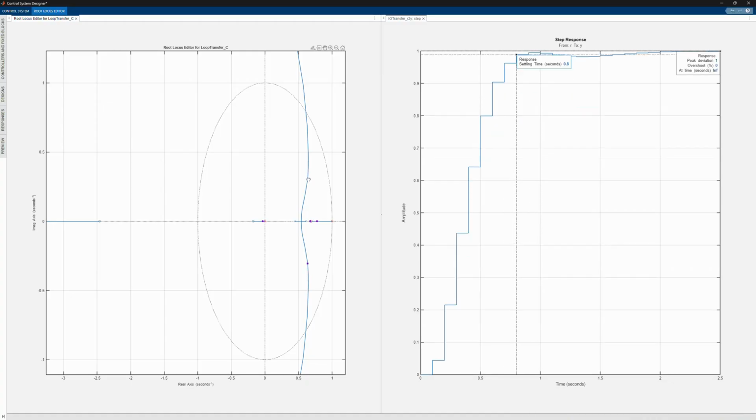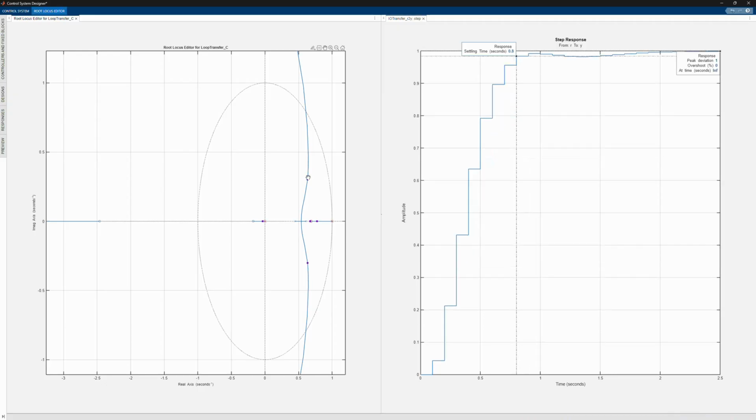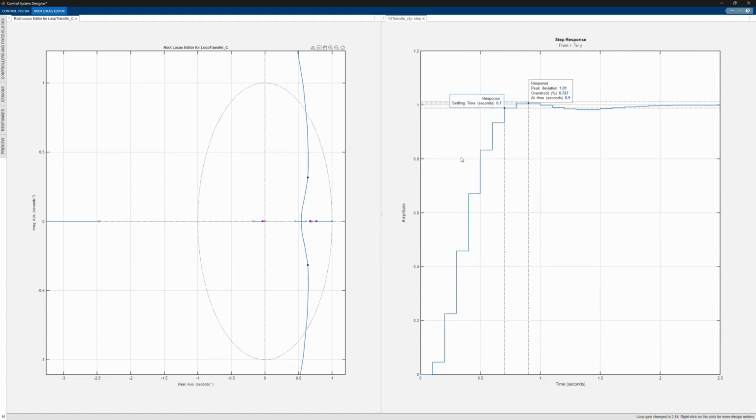Let me go a little bit up to show you something else. This is the settling time. The overshoot is almost 0, and the settling time is, let's say, 0.8 seconds. If I go a little further up to see the exact performance I had described in the slide presentation, it's not exactly that, but it's 0.727.